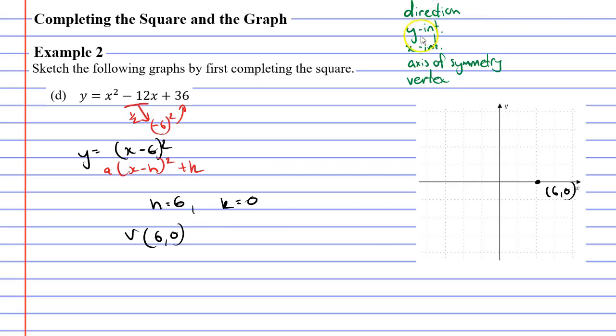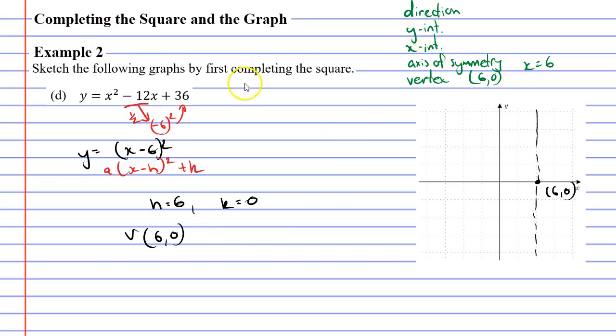So let's look at the 5 key things that we need to find in order to sketch the parabola. We know our vertex is the point 6, 0. Our axis of symmetry is always taken from the x value in the vertex. So the equation for the axis of symmetry will be x equals 6. I'll draw the dotted line, but you don't really have to draw the axis of symmetry every time.